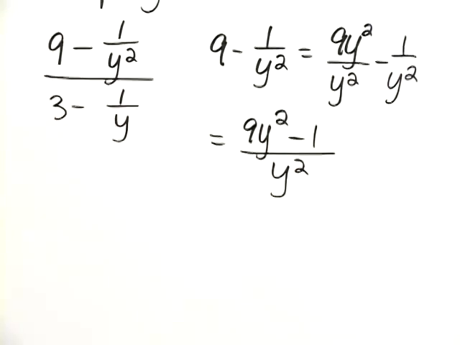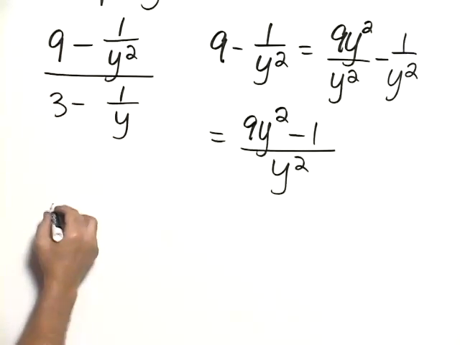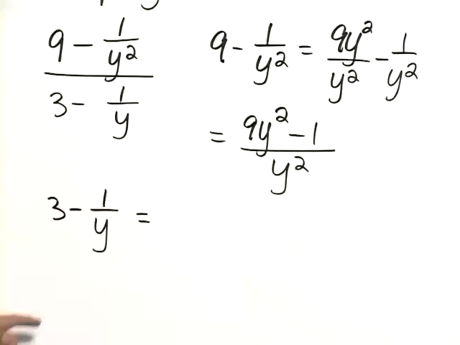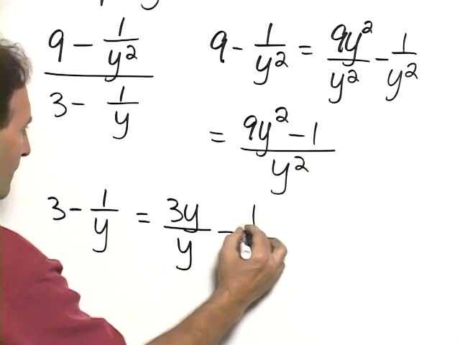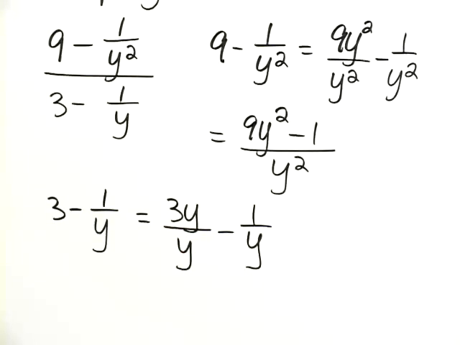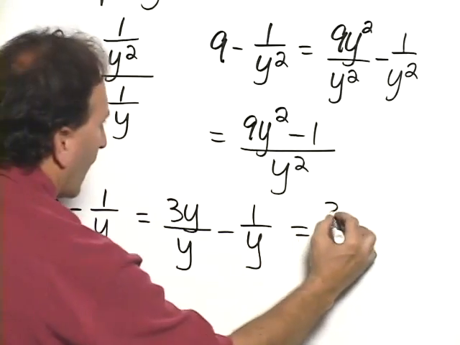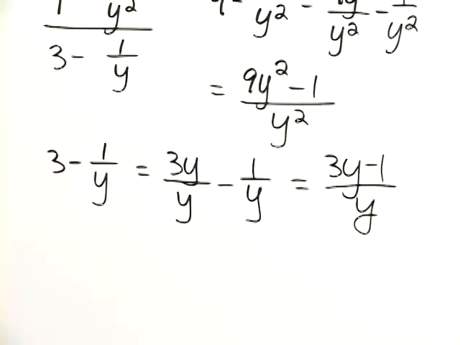Now let's do the denominator. The denominator is 3 minus 1 over y. The common denominator is y, so this would be 3y over y minus 1 over y. And so that would be equal to 3y minus 1 over y.